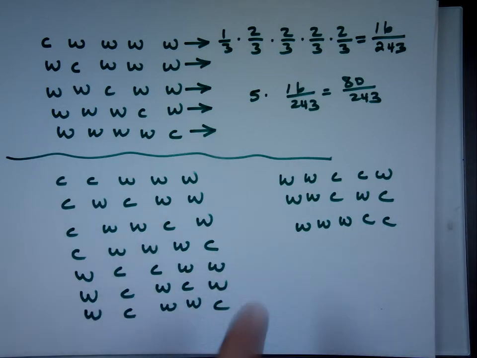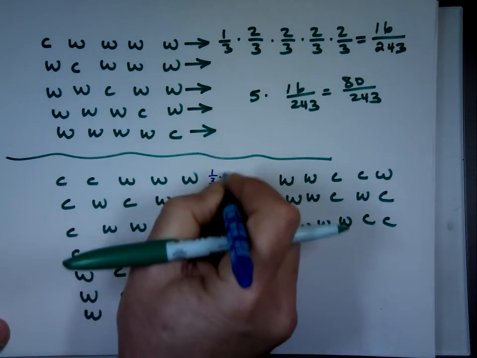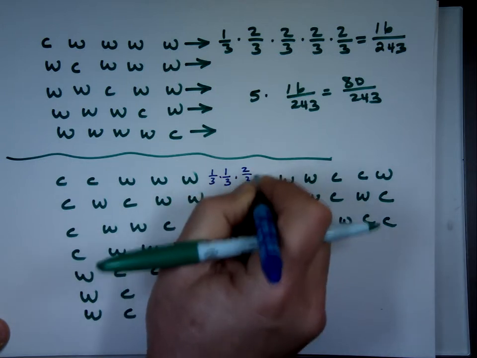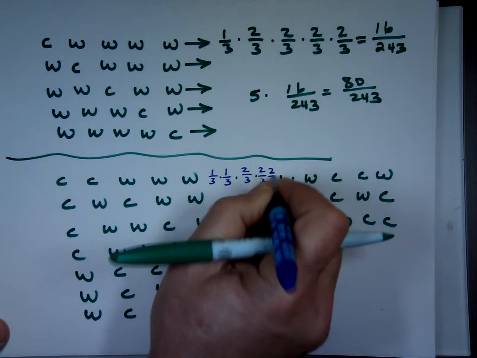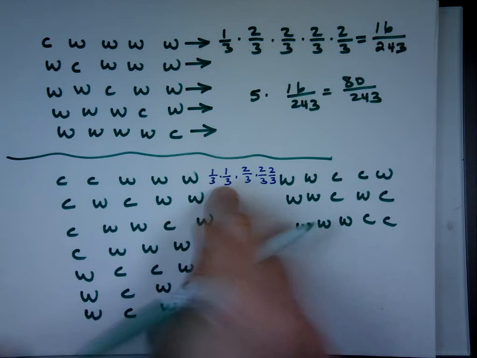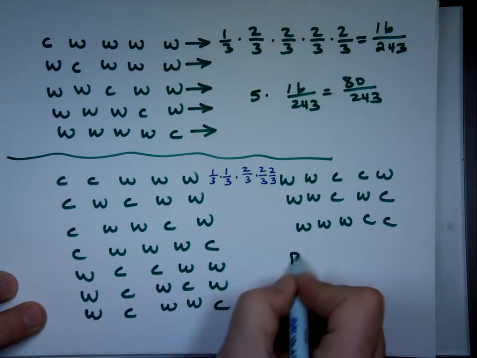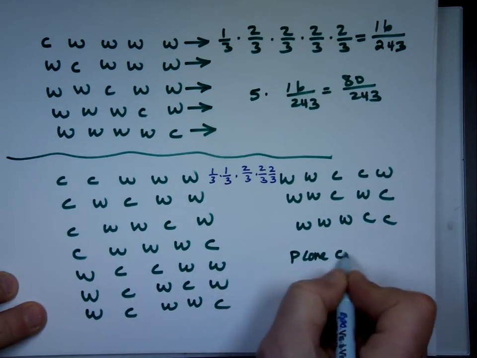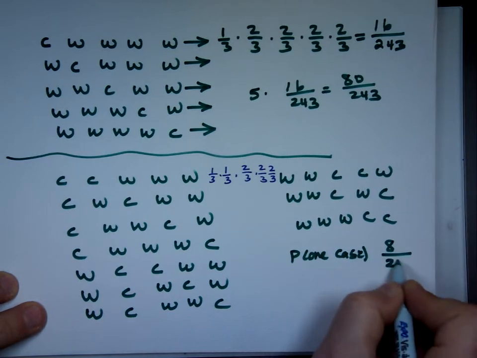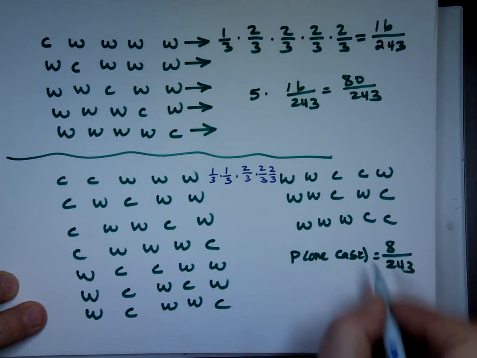Find the probability of one case and multiply it by 10. For one case, to be correct is 1 out of 3, to be correct, 1 out of 3, to be wrong is 2 out of 3, 2 out of 3, and 2 out of 3. It's 8 over 243 for one case. But I got 10 cases here. That'll be 80 over 243.